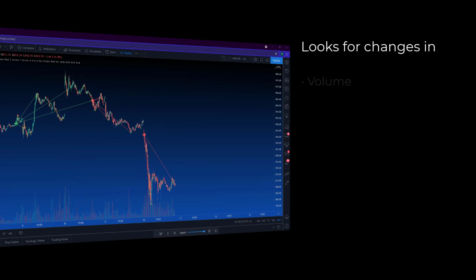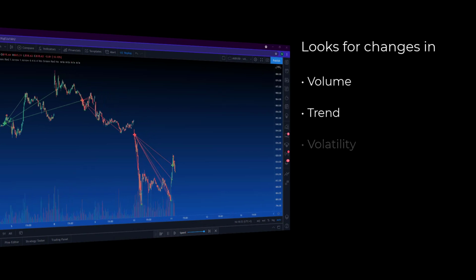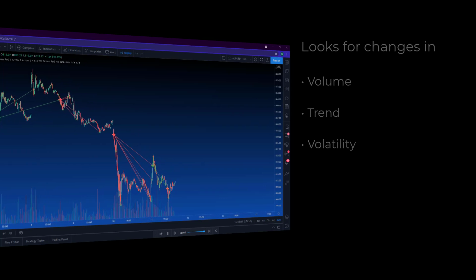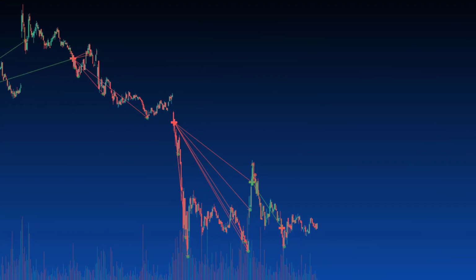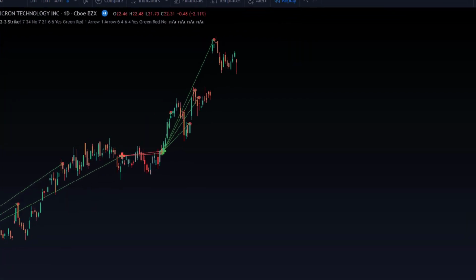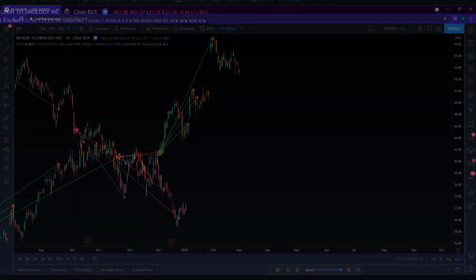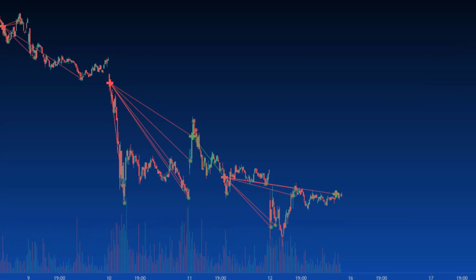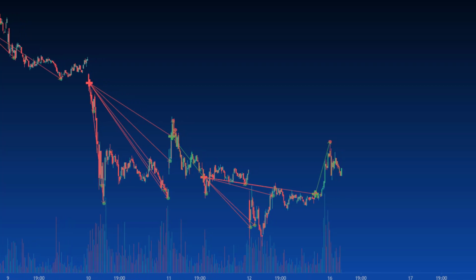1-2-3 Strike looks for specific progressive changes in volume, trend, and volatility to signal high probability entry and scaled exit points. When volume and volatility are high, it begins to consider potential entries based on recent changes in trend and momentum. This enables it to capture entries before trends start and before they continue. A proprietary process is then used to calculate the scaled exit points.